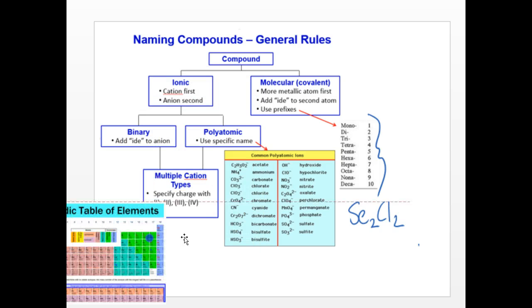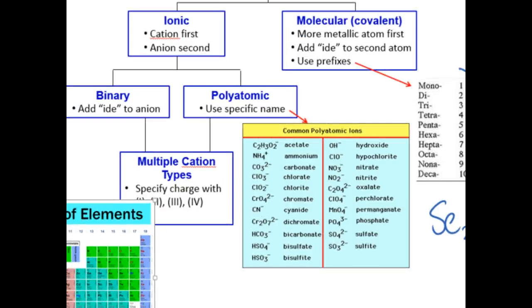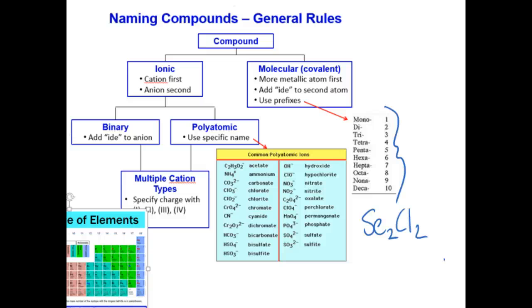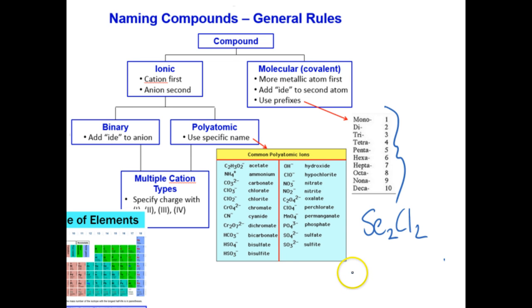All right, and that is a nonmetal. Remember, from its location on the periodic table, it's right here. It's a nonmetal. There's two of them. So it's going to be diselenium dichloride. Two of them. Diselenium dichloride.